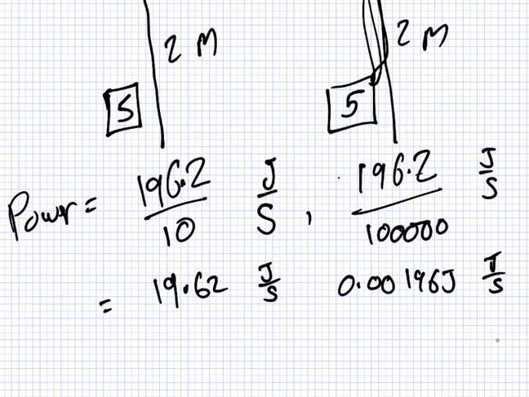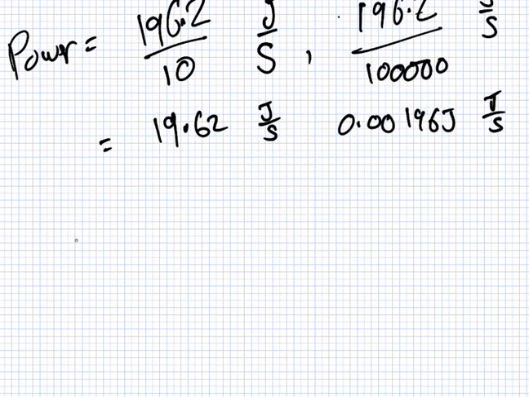But there is a different name for joules per second. When we have 1 joule per second for power, we actually call that a watt.